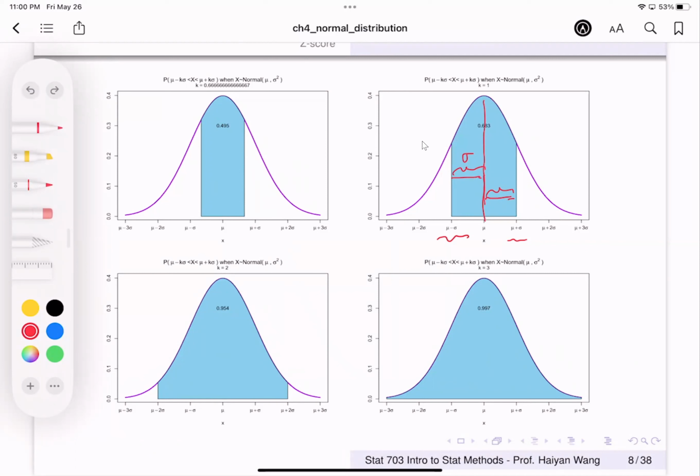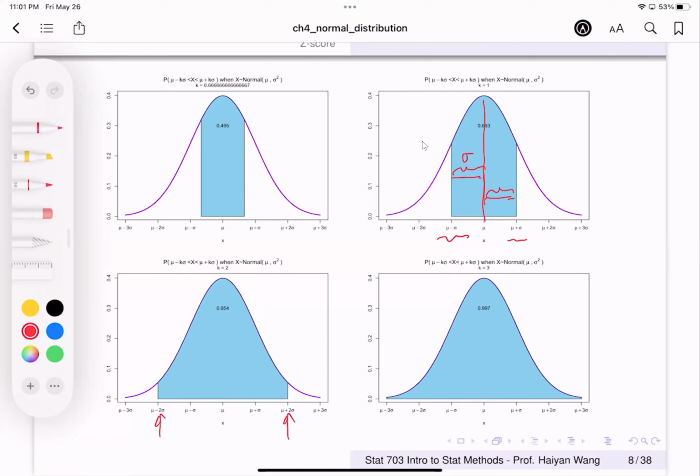And then the next plot here, the lower left, is 2 standard deviations below and 2 standard deviations above the mean. Now, if we look at the in between, the probability is 95.4%. So with the normal distribution, the standard deviation gives us important information. 2 standard deviations below and above the mean would already give us 95.4% of the data; it captures that much.